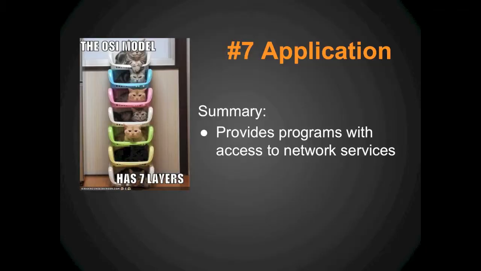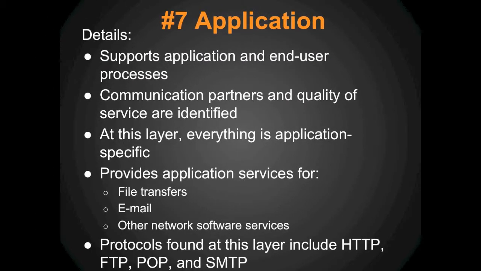Layer number 7, or the application layer, provides programs with access to network services. This layer supports application and end-user processes. Two pieces identified are the communication partners and quality of service. Everything is application specific in this layer, and it provides application services for file transfers, email, and other network software services. HTTP, FTP, POP, and SMTP are all protocols found at this layer.